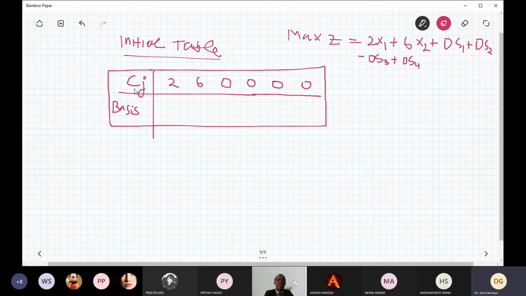Cj is what? Cj is the coefficient of z. Okay? So the basis variables which we have are x1, x2, s1, s2, s3, and s4. Correct? Now, here we have another one which is called CBJ. CBJ means what?